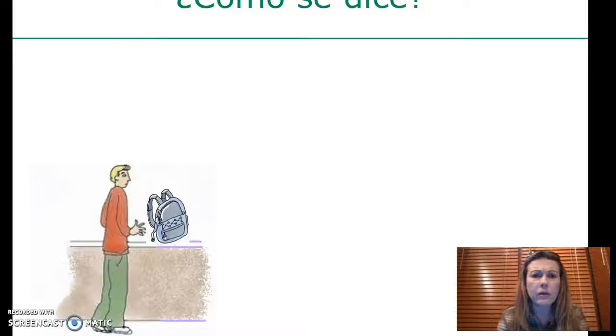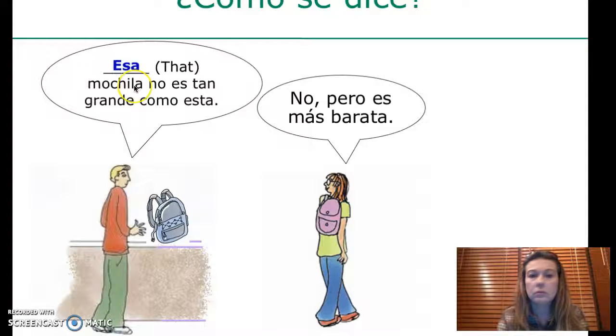And then we had our other one, right? This was our other example. Esa mochila no es tan grande como esta. So he's talking about the one that she has, right? So that book bag isn't as big as this one, right? Instead of saying it isn't as big as this book bag, we could again say esta mochila, right? And say this book bag, but instead he's decided to replace it completely with esta, which means this one.